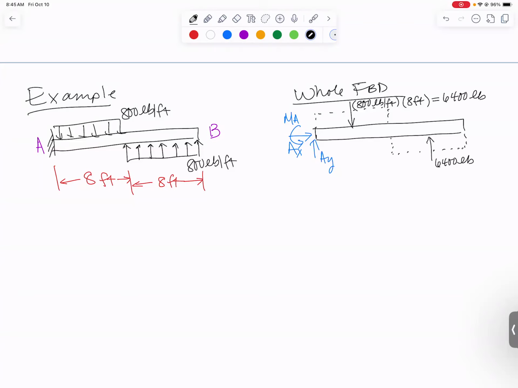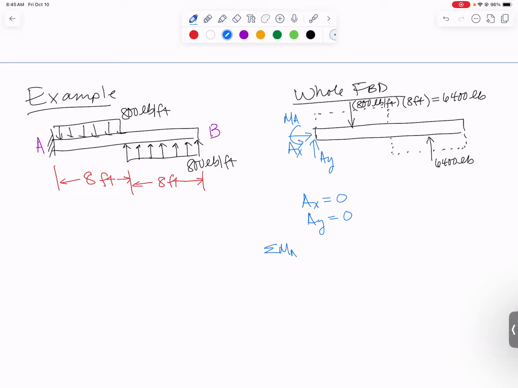We can sum forces in the x direction really quickly. We get that Ax equals 0, and if we sum forces in the y direction, we've got Ay upward, 6,400 pounds downward, 6,400 pounds upward. Ay will also equal 0. Finally, we'll need to sum moments to figure out MA.